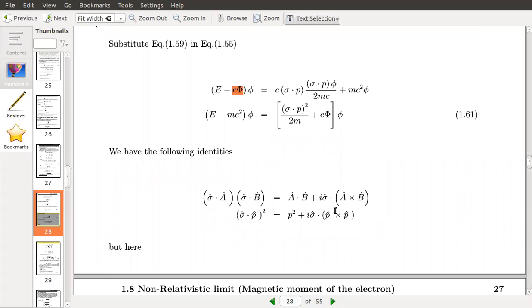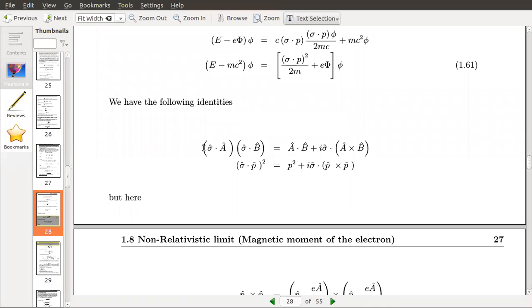Okay. Now we can simplify this sigma dot P whole square like this. We know this identity from last semester; we have already done this. Sigma dot A times sigma dot B equals A dot B plus i sigma dot A cross B. I think you remember this. This is an identity which can be asked to prove in examinations. So it is an important identity.